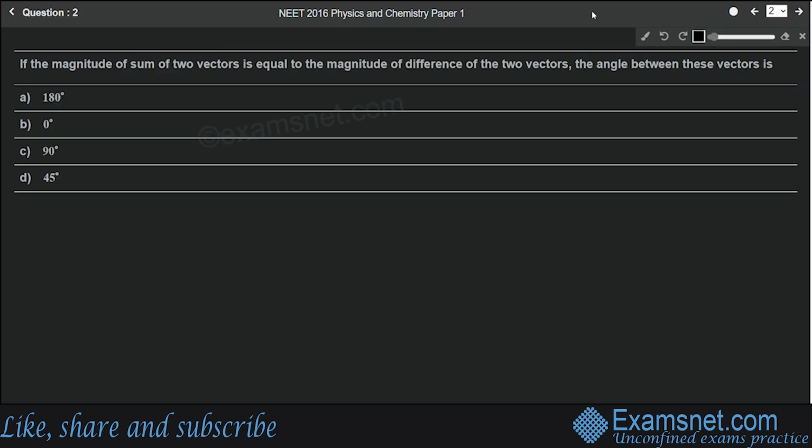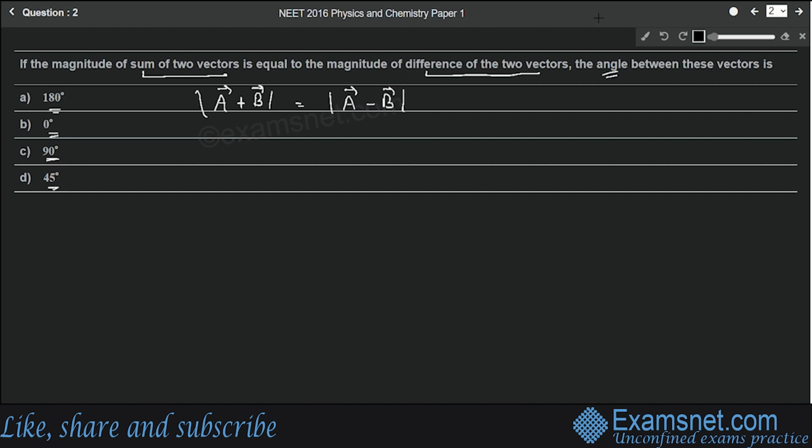Question number 2 is related to vectors, and the question is, if the magnitude of sum of two vectors is equal to the magnitude of difference of two vectors, then the angle between these two vectors is option A 180 degree, option B 0 degree, option C 90 degree and option D 45 degree. Okay. So according to this question, the sum of two vectors, let's say vector A plus vector B, is equal to the difference of these two vectors, that is vector A minus vector B.